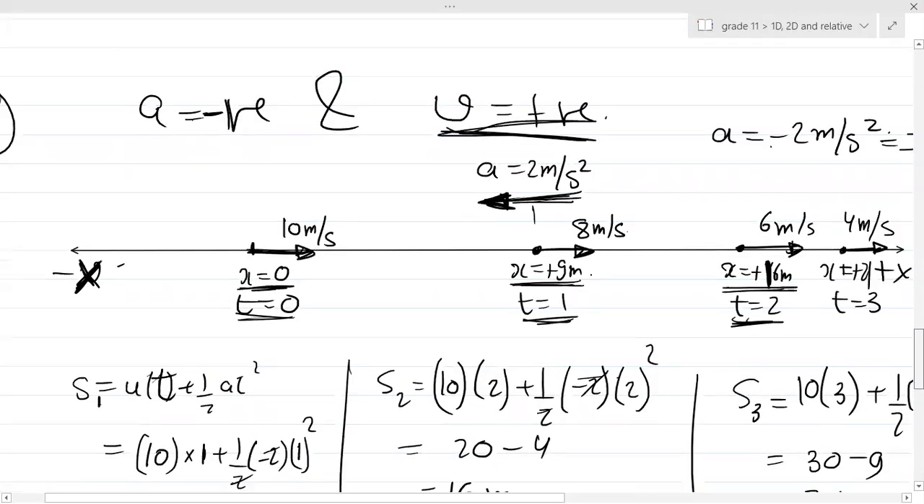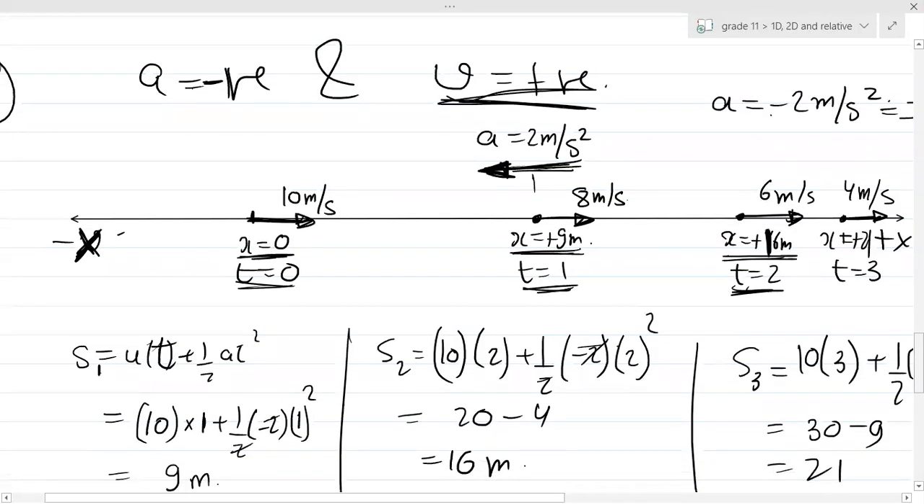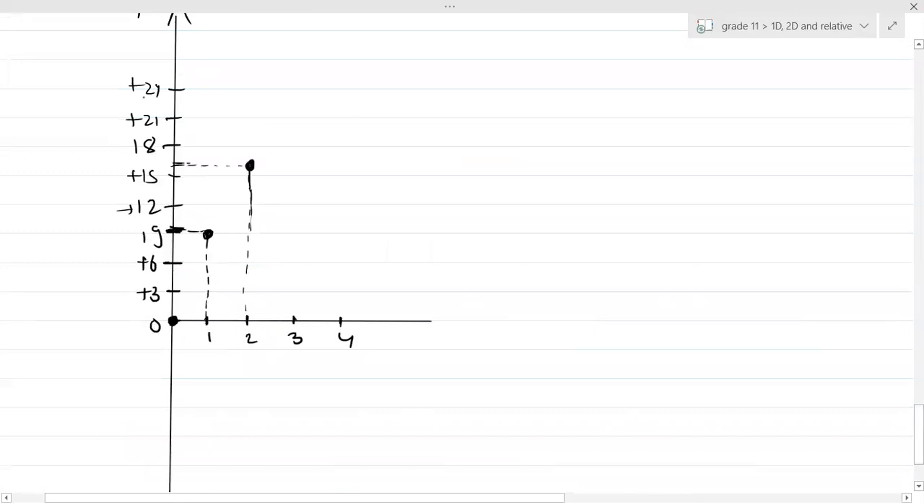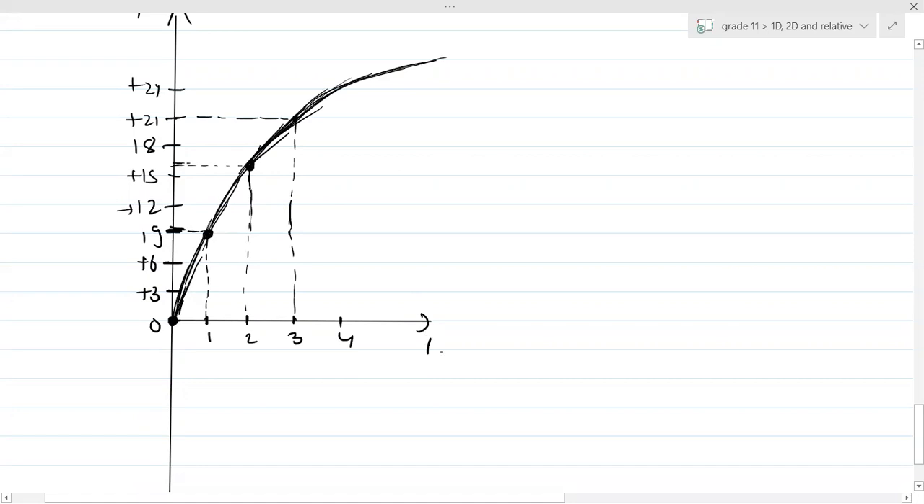Then at t equals 3 seconds, it is at 21. Can you see the graph, guys? The graph is going something like this. And if I keep on continuing, will the graph go like this? Yes or no? Can you see the graph this time is curved towards the time axis.